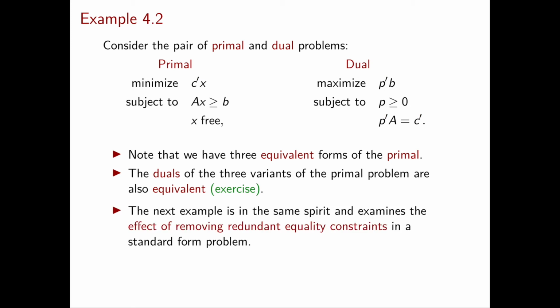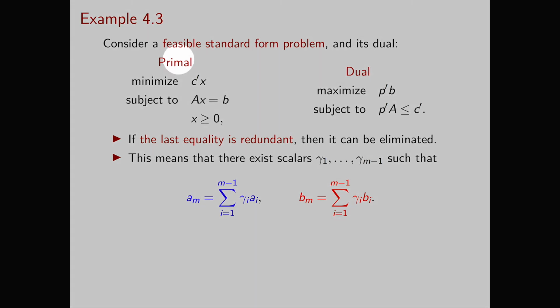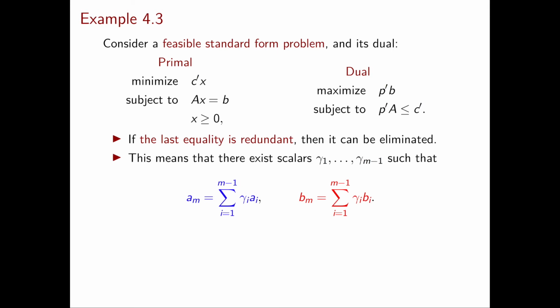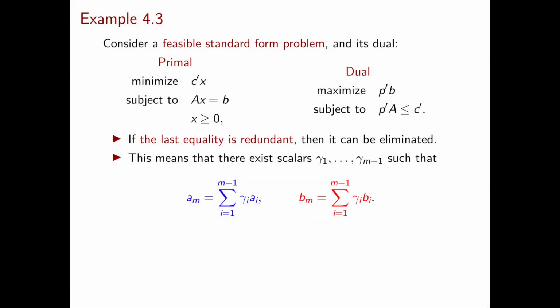In the next example, we're going to see how a different manipulation to the primal problem also leads to equivalent dual problems. In particular, we look at the primal problem in standard form, and we assume that one of the equality constraints is redundant. We will then see that the original dual problem is equivalent to the dual problem obtained after dropping such a redundant equality constraint. Here we have on the left our primal linear programming problem in standard form. On the right, we have the corresponding dual problem. We assume that the last equality constraint in the primal problem is redundant.